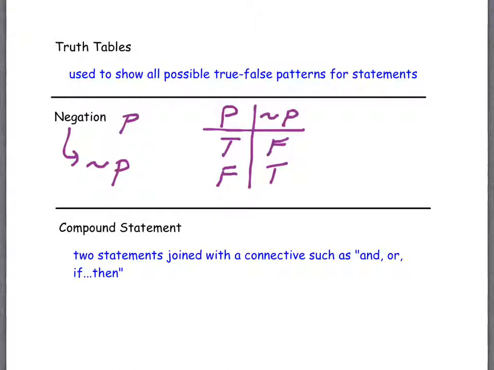A compound sentence is going to be joined by one of three basic variations of words: the words and, or, if then. And the same is true for compound statements. A statement's just a sentence that actually stops, right? It's not a question or a command. So two statements that are joined with what we call a connective, such as the words and, or, if then.